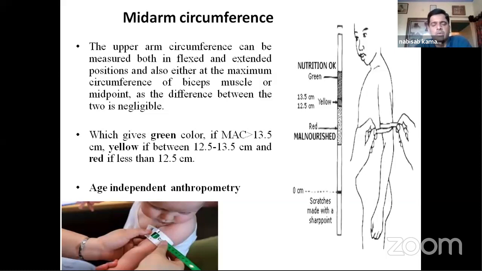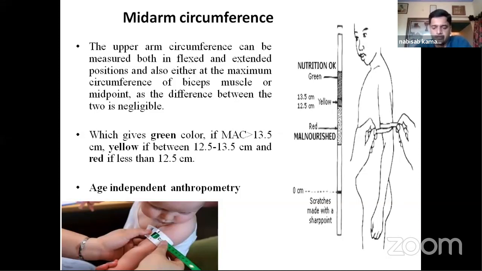If the mid-arm circumference is between 12.5 to 13.5 centimeter, it is coded with yellow color. If it is below 12 centimeter, it is marked with red. The above yellow and green colors show the normal nutrition, the normal condition of the child. Below 12.5 centimeter is indicative of malnourished condition.